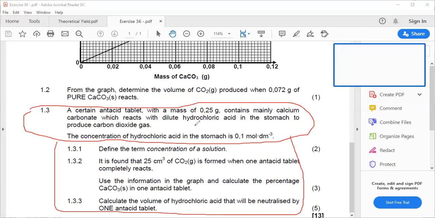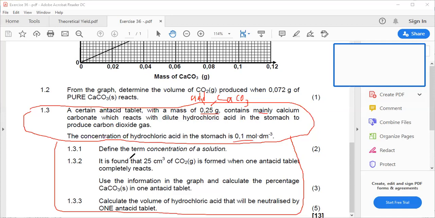Right, so what do we know? We know the antacid, it's 0.25. But in this antacid, we split this into 2. We have the major, the mainly part, and the minor part. The major part is your calcium carbonate. And the minor part is those other additives that are added into that tablet. Right. What else do we know? We know the concentration, 0.1 mole per cubic decimeter.